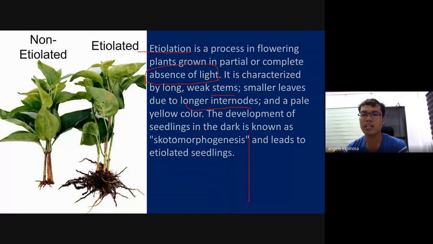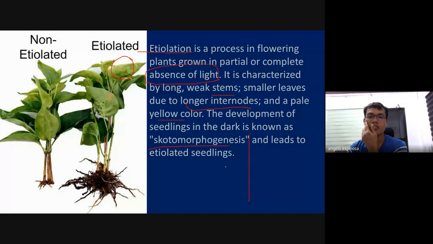So nagkakaroon ng pale yellow colors, you can see. And then the development of seedlings in the dark is known as scotomorphogenesis and leads to etiolated seedlings. Meron din etiolated seedlings, nagkakaroon ng pag-darken or pangingitim sa seedlings niya. So ito yung tinatawag natin na etiolated.